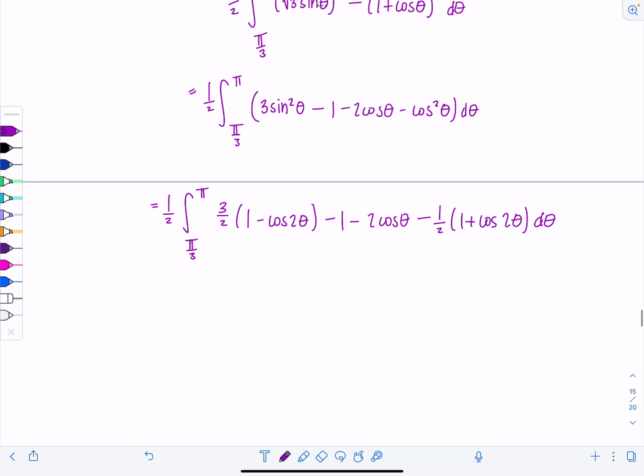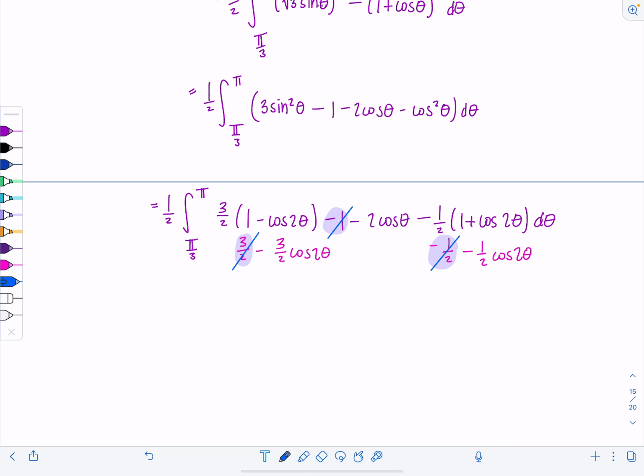We can clean up more, right? Because this is 3/2 minus 3/2 cosine 2 theta. And then this is minus 1/2 minus 1/2 cosine 2 theta. So we can combine like terms. I have 3/2 minus 1/2, that's 1. Positive 1. Minus 1, that all cancels. Oh, great. Love it.